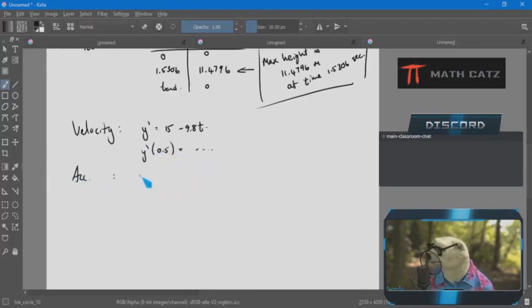Acceleration is the derivative of the derivative. It's the rate of change of the velocity. So it's going to be the second derivative. And that's going to be negative 9.8, which is the gravitational constant rounded. So it's constant. It doesn't even change. So I'll just emphasize here, it's constant. My writing is so sloppy. I am just buying time, so you can calculate the velocity at 0.5 seconds.